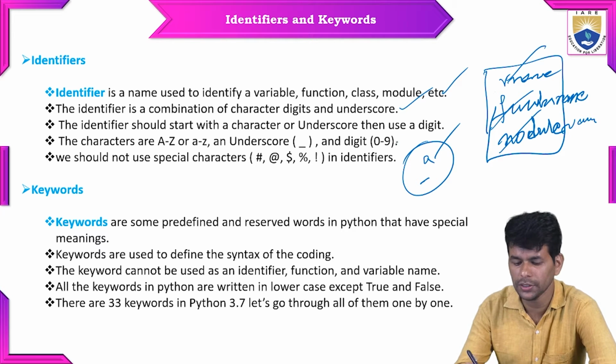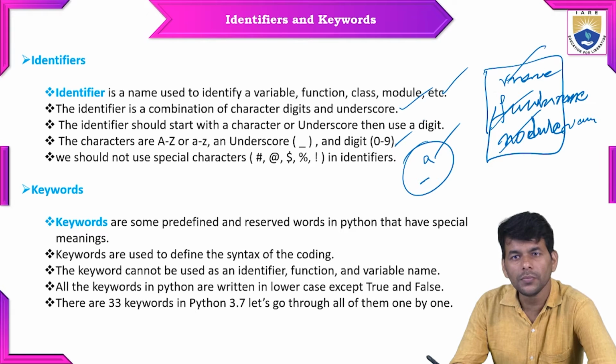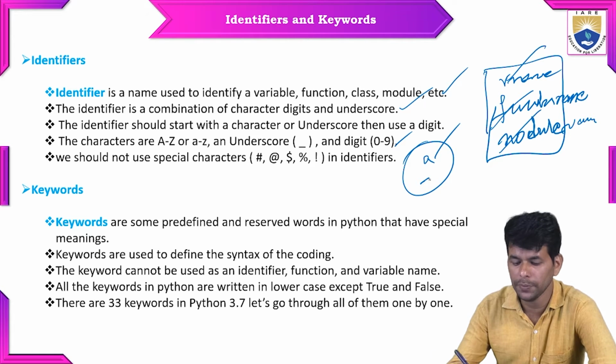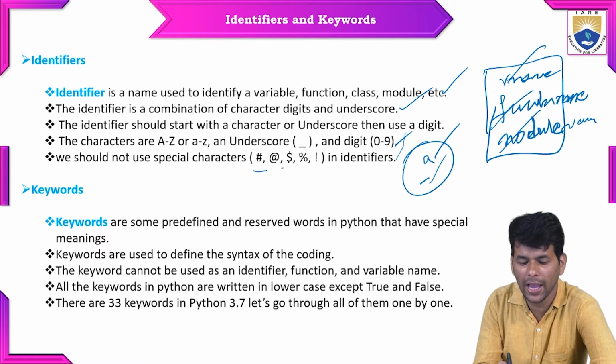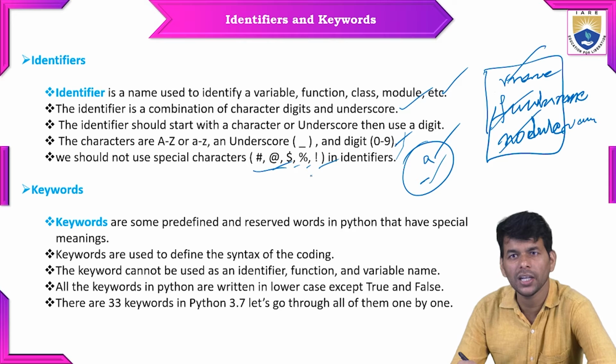The next point is that characters are A to Z or small a to z, an underscore, and a digit. What is the meaning of that? An identifier name starts with a character, and these characters may be from capital A to Z or small a to z, or an underscore may be used here. Is it clear? We should not use special characters when declaring identifiers or giving a name to an identifier. We cannot use special characters here. The special characters are hash, @, dollar, percent, division, and the not symbol. These are the special characters which we cannot use for the declaration of identifiers.